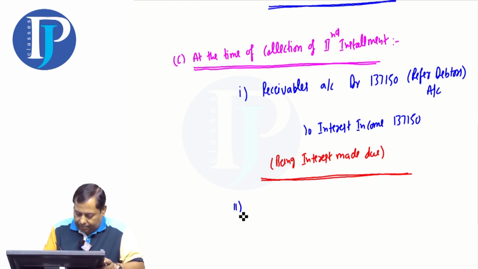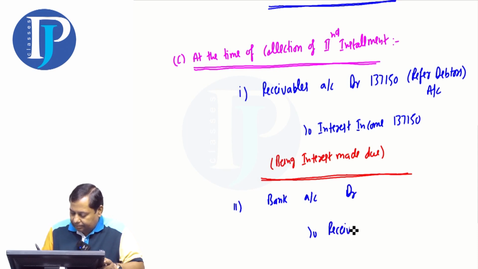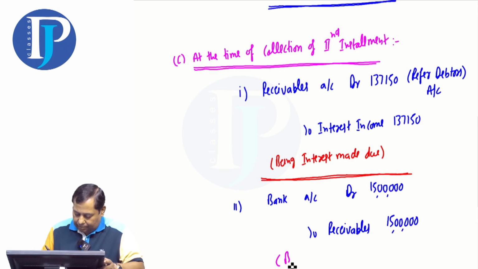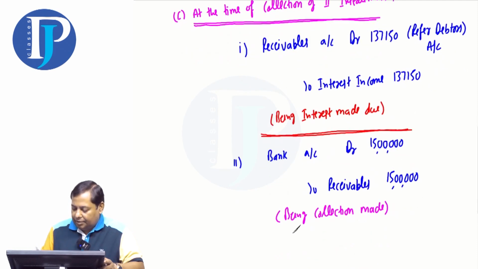In second, bank account debit to receivables. We'll get 15 lakh rupees. Being collection made.